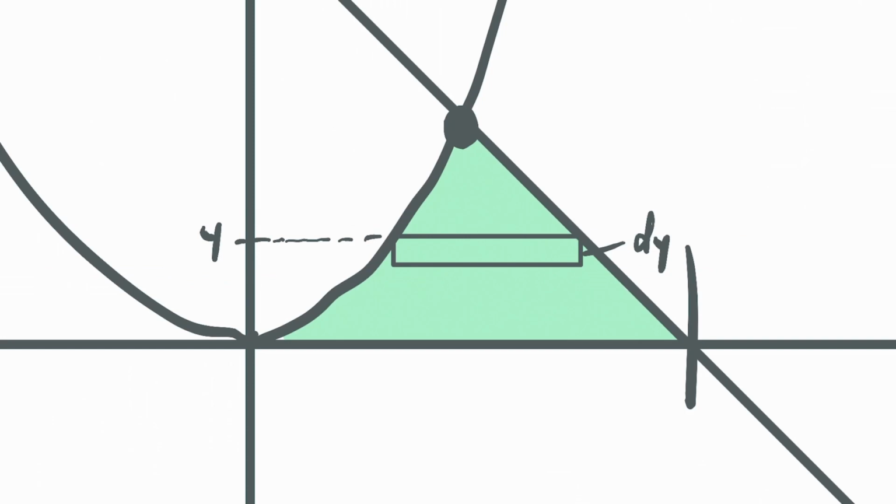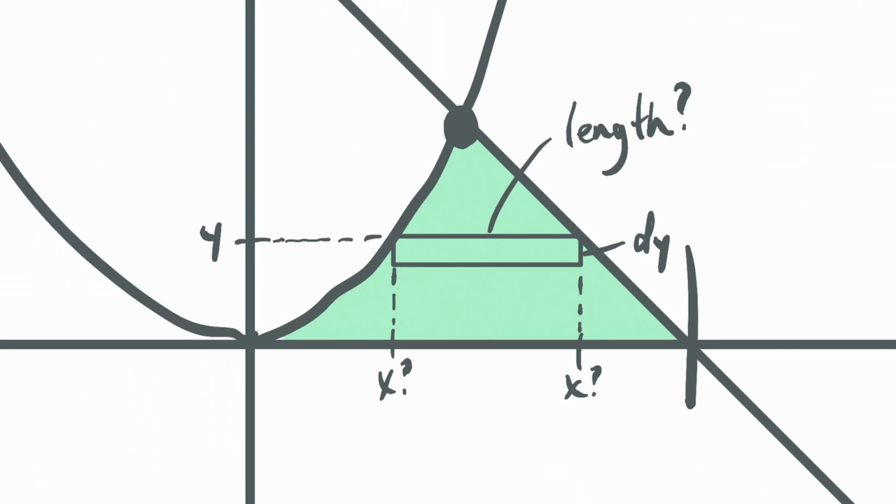So, what about the length or width in this case, if you want? How do we find that? Well, what I need to know is this x coordinate as a function of y, and this x coordinate as a function of y. If I subtract them, then I'll get the intervening distance.